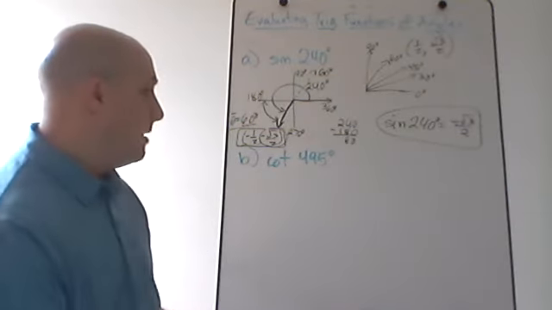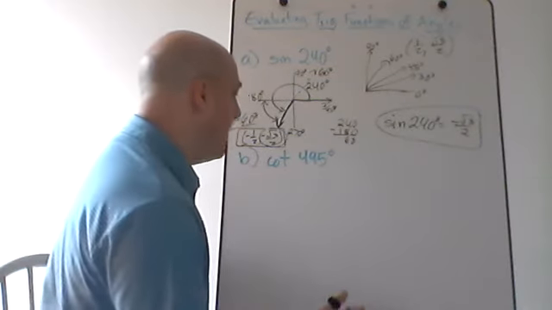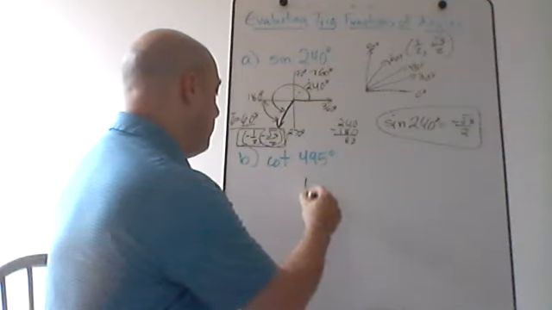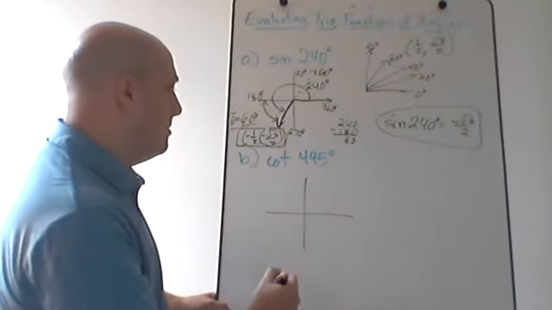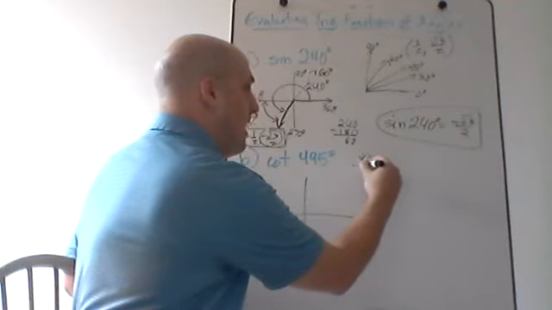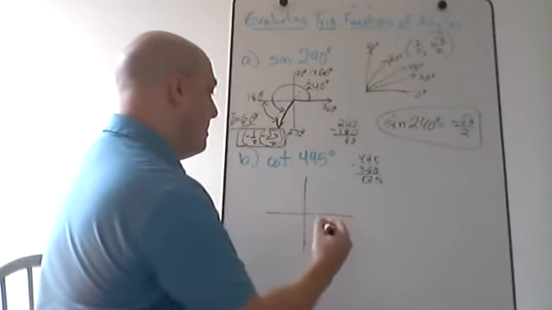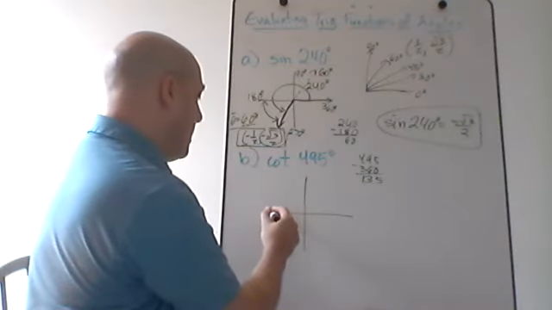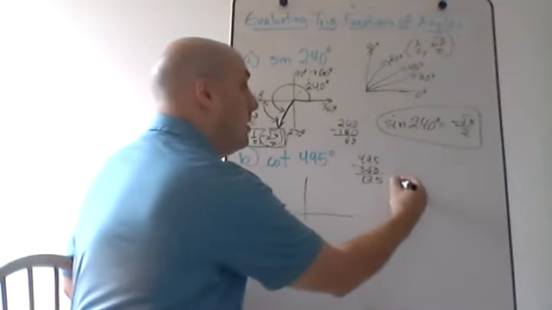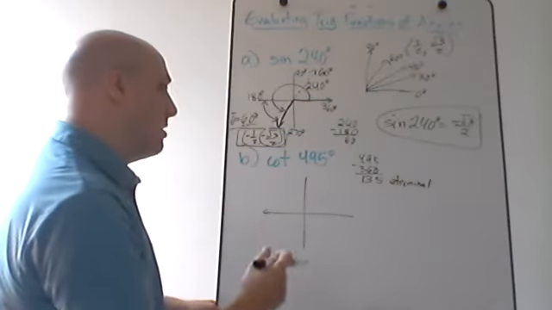All right, the next one. Let's see if we can do this one a little bit quicker. Cotangent of 495 degrees. Where is that in the unit circle? Well, 495 is bigger than 360. So let me do 495 minus 360, which gives me 135. All right, so 495 degrees is going to be coterminal with 135 degrees. They're going to end with the same terminal side.